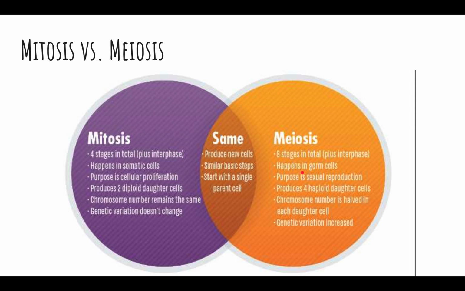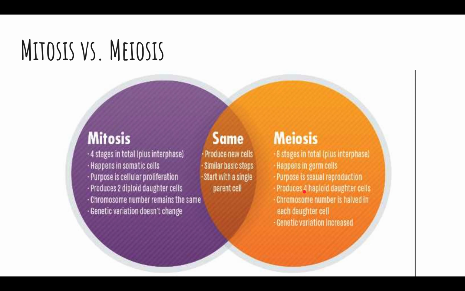It only happens in germ cells. Well, that's another term I forgot to mention. Germ cells is another name for gametes or sex cells. The purpose of meiosis is just for sexual reproduction. They produce 4 haploid daughter cells.